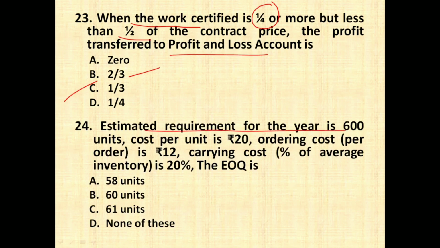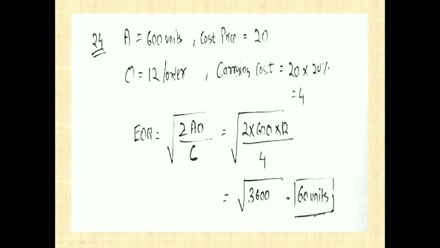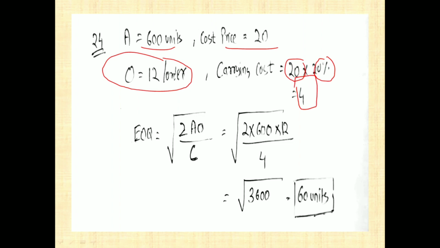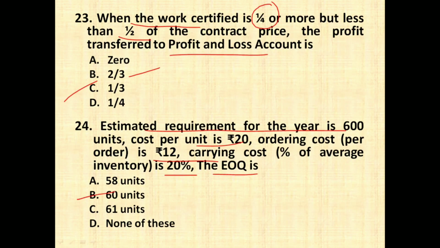Estimated requirement for the year is 600 units. Cost per unit is 20, ordering cost is 12 and carrying cost is 20%. The EOQ will be, EOQ stands for economic order quantity. So 600 units is your annual consumption, cost price is 20, ordering cost per order is rupees 12 and carrying cost is 20%. So 20% of rupees 20 is 4 rupees, which becomes your carrying cost per unit. The formula for EOQ is square root of 2AO divided by C, that is 2 into 600 into 12 divided by 4. So 3600, when you take the square root, you get 60 units, that is option number B.